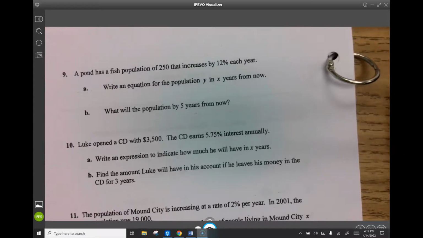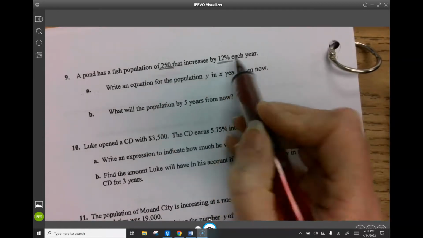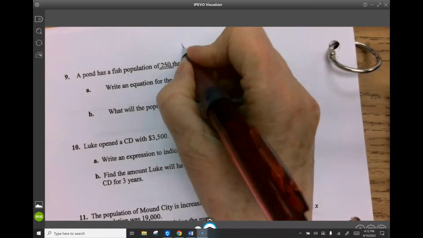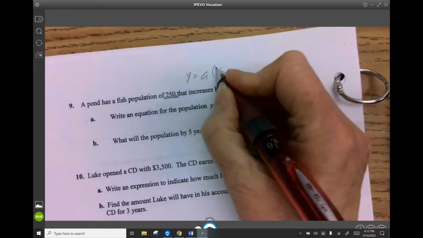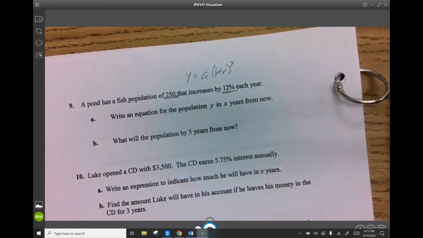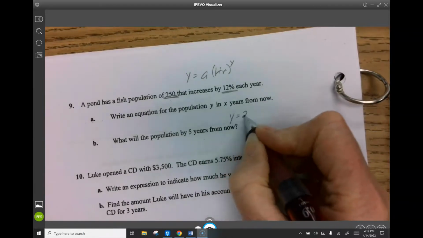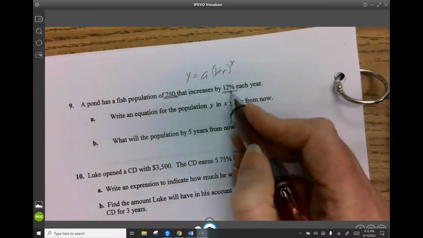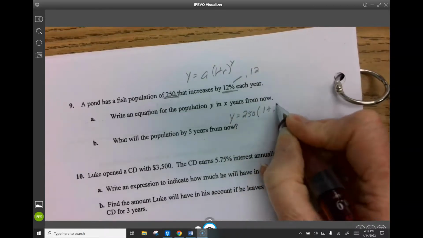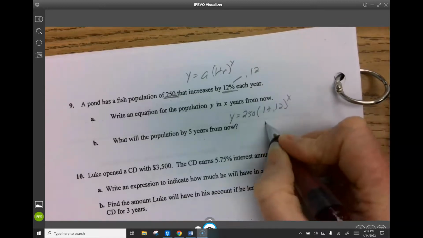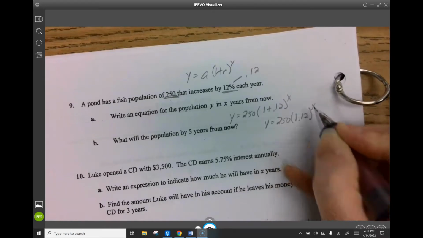So I'm just going to do a couple of these with you. A pond has a fish population of 250 that increases by 12% each year. Write an equation. So remember our general form, y is equal to a times 1 plus the rate to the x power. So what does the 250 stand for? Well, that's the initial amount. Okay, then 1 plus the rate. My rate is 12%, so that's 0.12. So that's 1 plus 0.12 to the x. So my equation is y equals 250 times 1.12 to the x power, right?